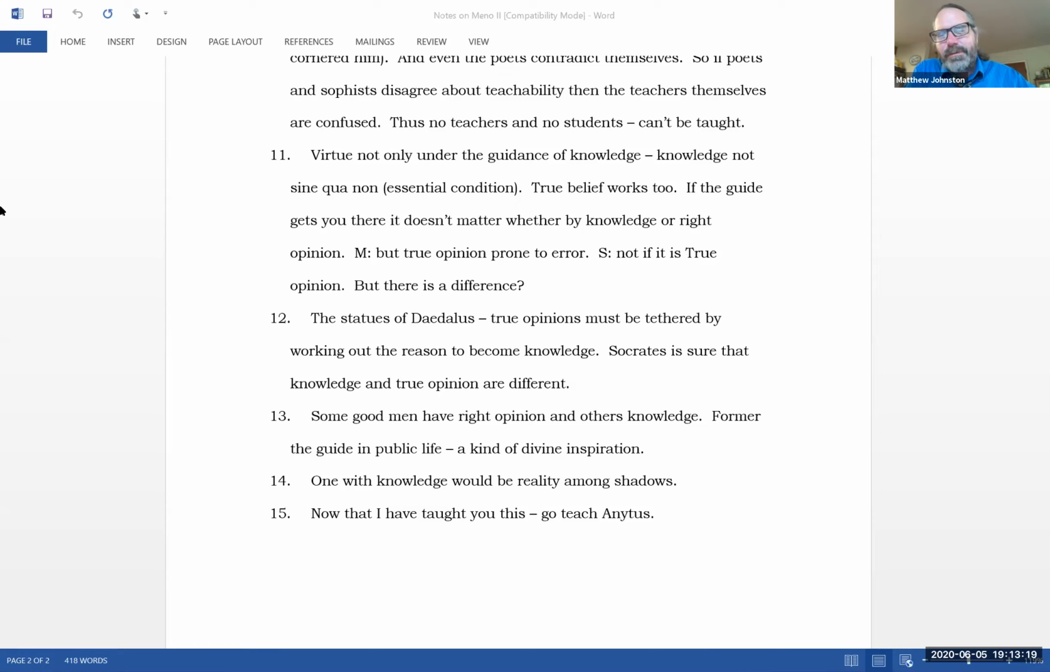And then he says, one with knowledge about virtue and these other concepts of justice and morality would be like a reality among shadows. That's a good allusion to the myth of the cave, which we're going to talk about next.